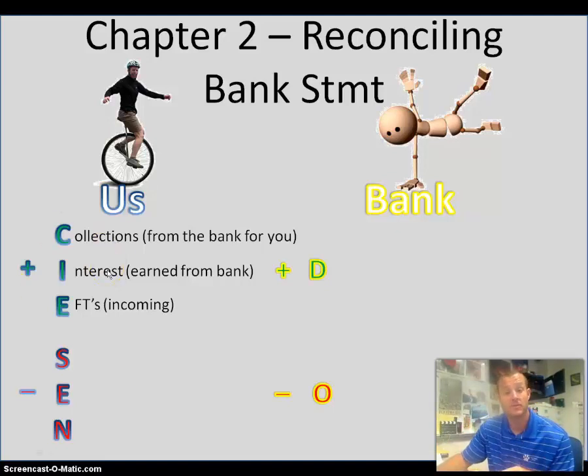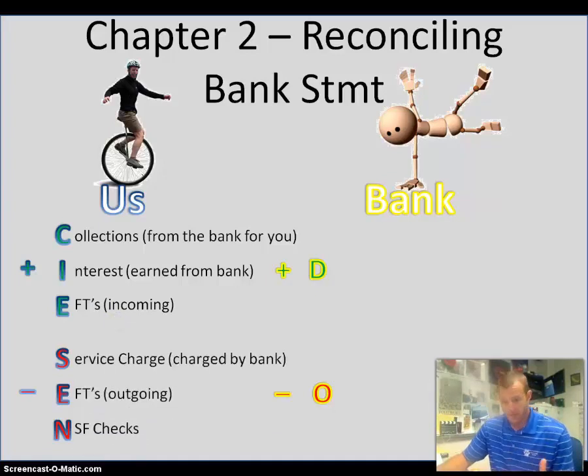Any interest earned, the bank knows about that and records it right away. We don't find out about that interest earned until we get the bank statement in the mail, so we have to add that in because it's an increase in our cash that the bank has recorded there. And then EFTs, any electronic fund transfers coming in, we have to add to our records.